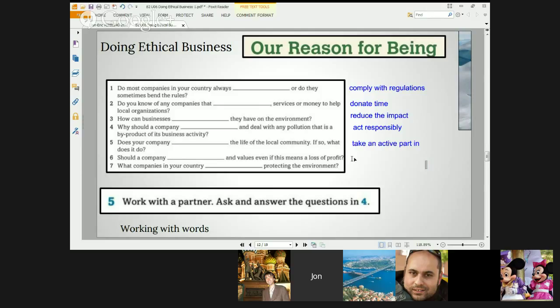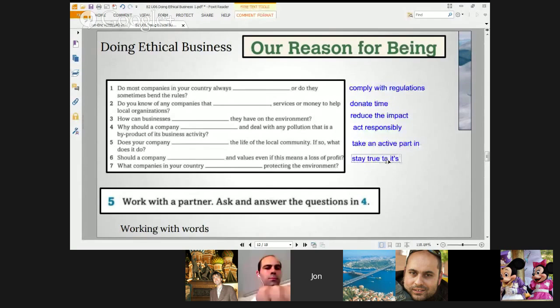Let me ask the class. Class, it doesn't matter who, anyone in particular. Do you recall the missing expressions in 6 and 7? A company should blank in values. What's the blank in 6? Does anyone remember? It starts with the word stay. Stay true to its principles. Good, I agree.